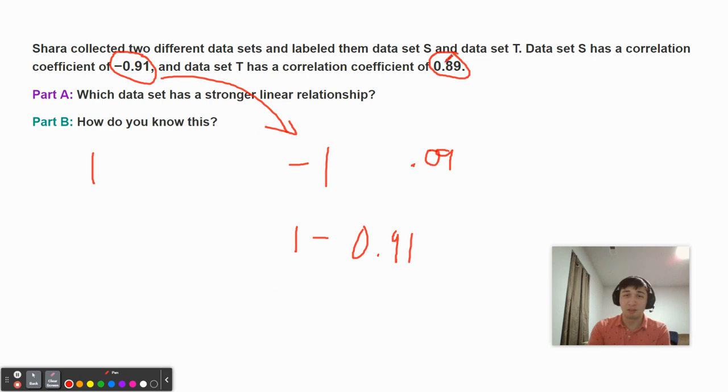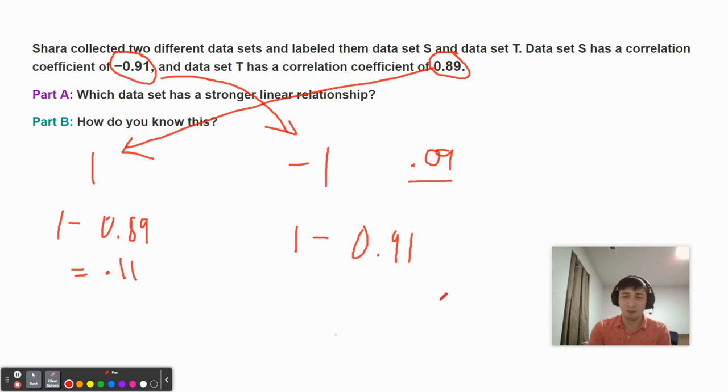And then what we can do is say, okay, now let me look at this 0.89. That one is going to be closer to 1. So again, we can consider, what's 1 minus 0.89? And that's going to be 0.11. And that is a little bit bigger than this 0.09. So, whichever one has a smaller distance away from either 1 or negative 1, whichever one was closer, that one has a stronger linear relationship.